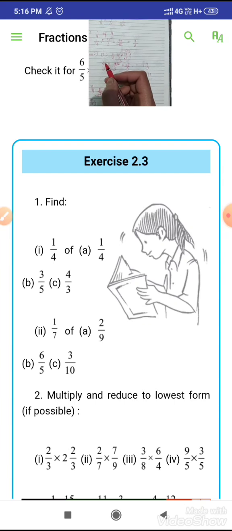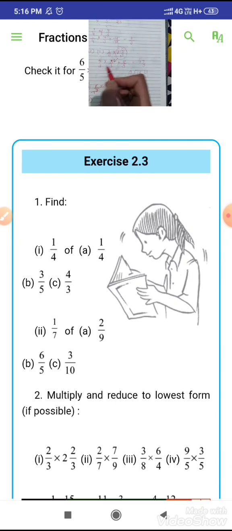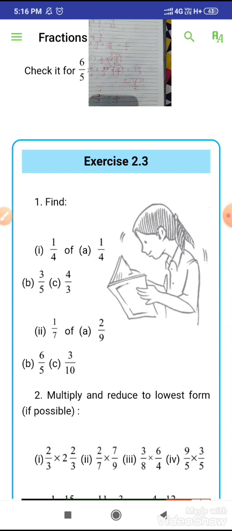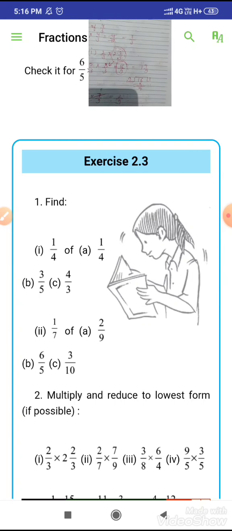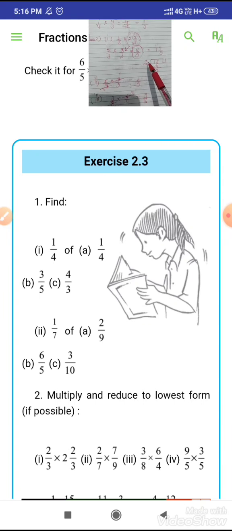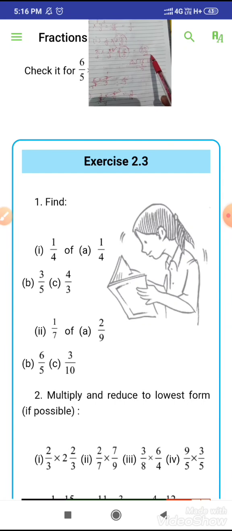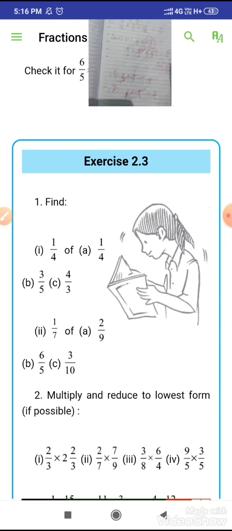After multiplication, 2 multiplied by 8 we have 16, 3 multiplied by 3 we have 9, and this is also an improper fraction, and we can reduce this fraction into a mixed fraction. For this we divide 16 by 9, and we have 1 whole 7 upon 9 as our result. Move to part 2 of question number 2, and the second part is 2 upon 7 multiplied by 7 upon 9.